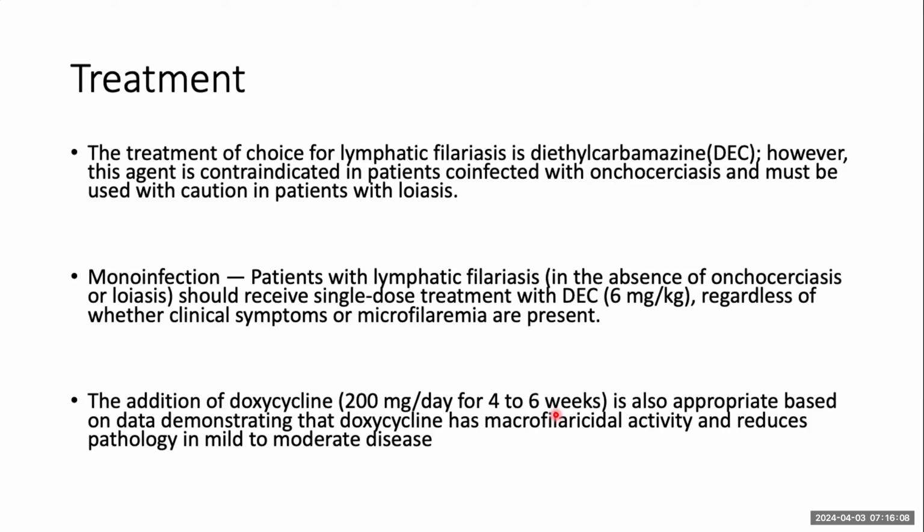But if the person has a mono-infection, then the drug of choice is diethylcarbamazine given at 6 milligrams per kg. There are two regimens: either you give it as a single dose or you give it for 12 consecutive days. And the addition of doxycycline, like we said, to target the Wolbachia, the endosymbiotic Rickettsia-like bacteria, is also appropriate because of the macrofilaricidal activity and its effects in reducing mild to moderate lymphedema.